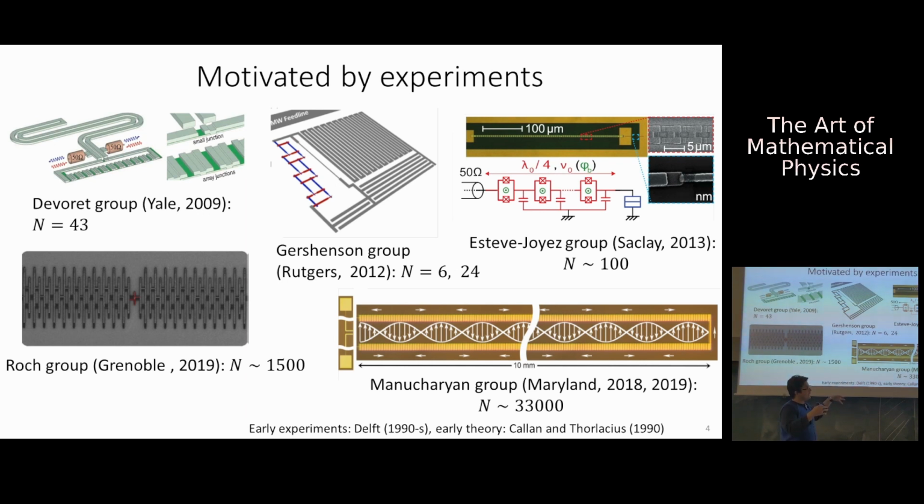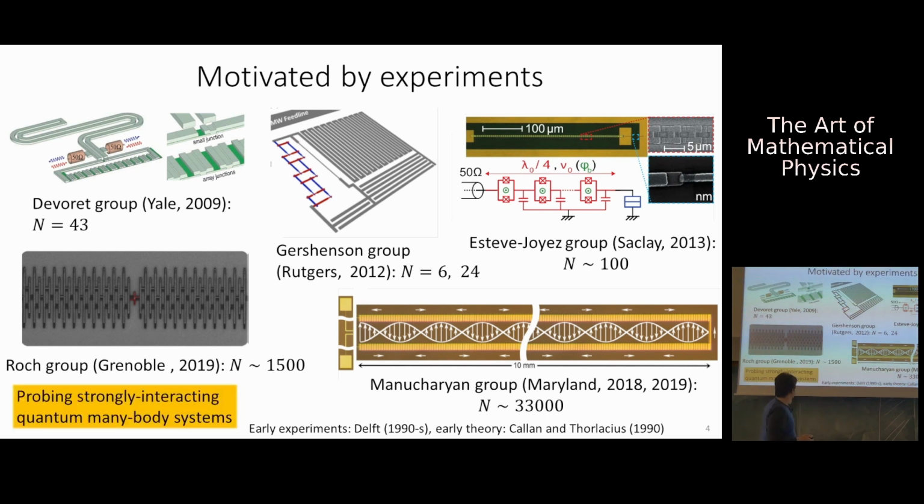So what we are looking at is an electromagnetic impedance environment where the modes of this electromagnetic environment are the plasmonic excitations of this array. And they can interact strongly because of the strong and dispersive Josephson coupling. That allows us to then probe strongly interacting many-body systems.